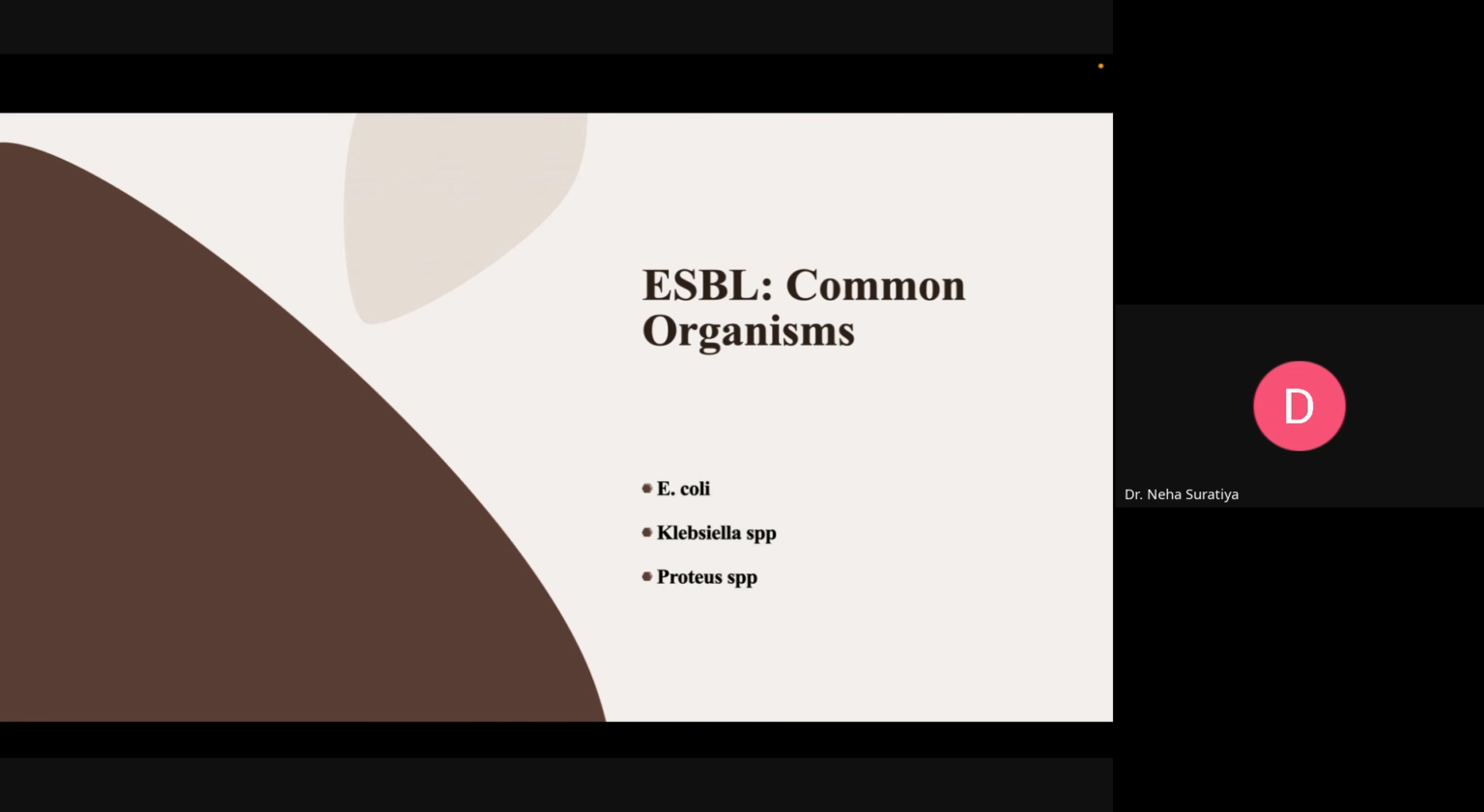These are very common causes of, let me say, UTI. E. coli is a very common cause of UTI, urinary tract infection. Many types of bloodstream infections are associated with it. Sepsis is associated with it, which makes ESBL clinically very, very important for us. So you need to understand it. So these are some of the common organisms.